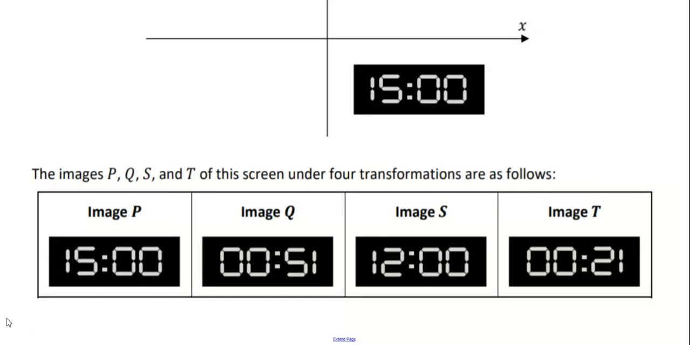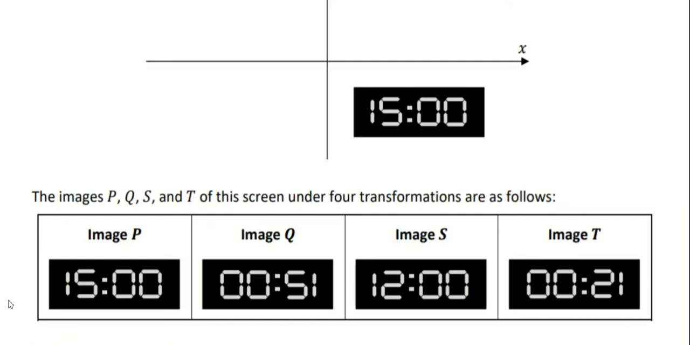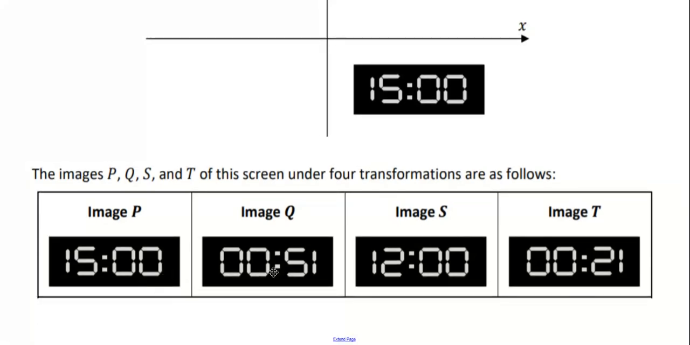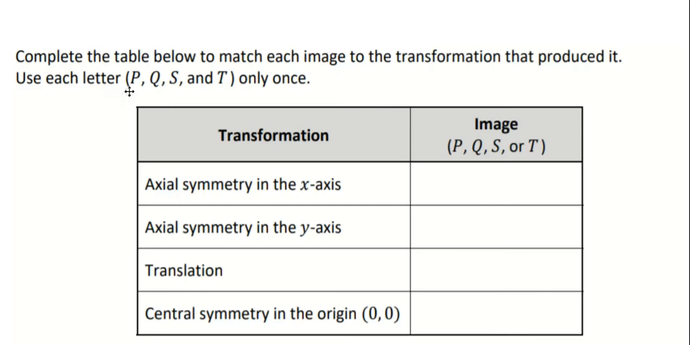And it goes, the images of P, Q, S, and T of the screen under 4 transformations as follows. So we can see there's different looks for the clock, okay? And what I want from us is to complete the table below to match each of the transformations that are produced. Use each letter P, Q, S, and T only once.